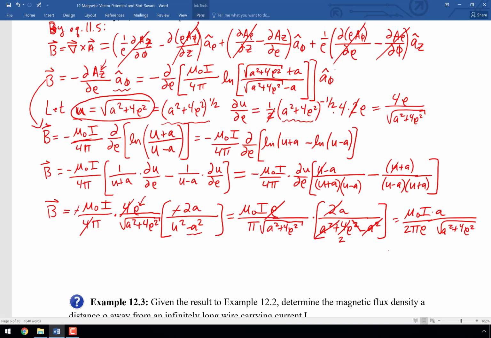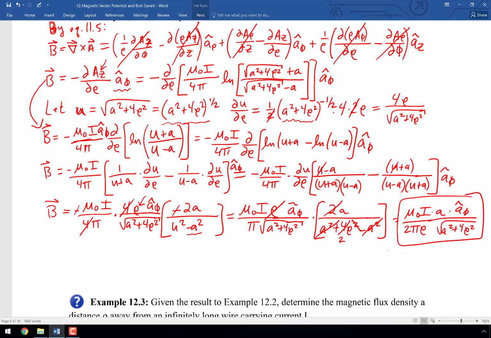And then I forgot this a sub phi. I forgot it for like 5 steps in a row. So I'm going to go back in and add the a sub phi. So here's an a sub phi, and here's an a sub phi. I apologize for this. I hated when my professors did this. Here's an a sub phi, and here's an a sub phi, and here's an a sub phi.